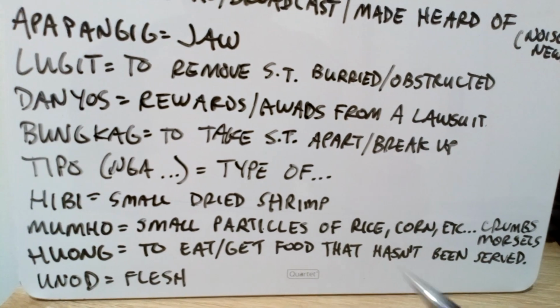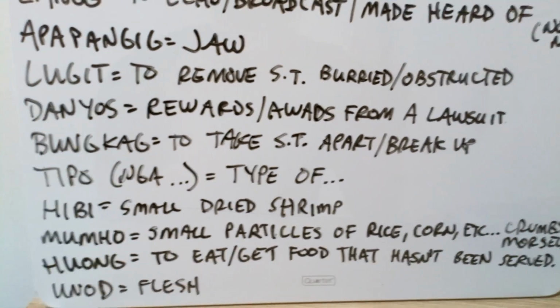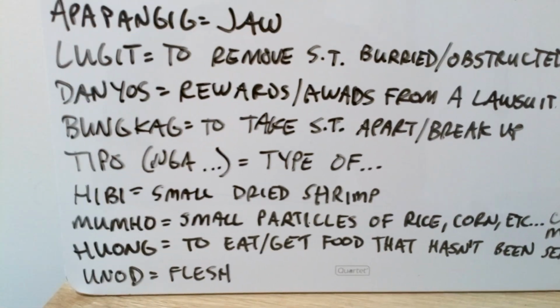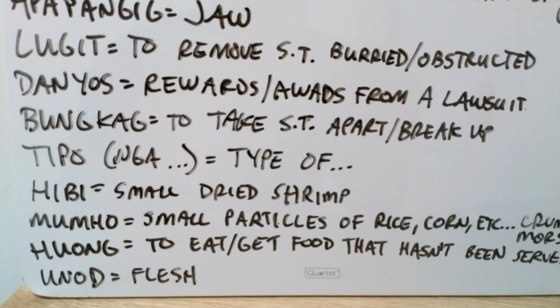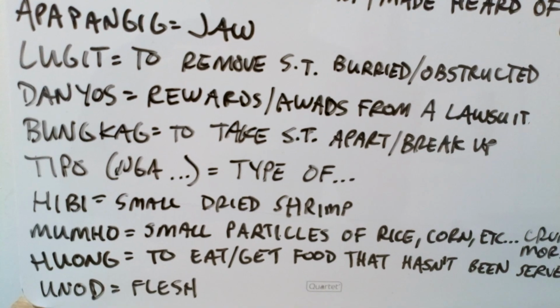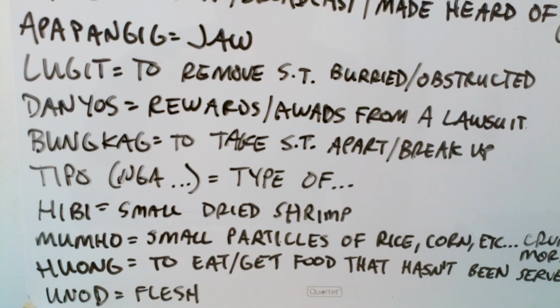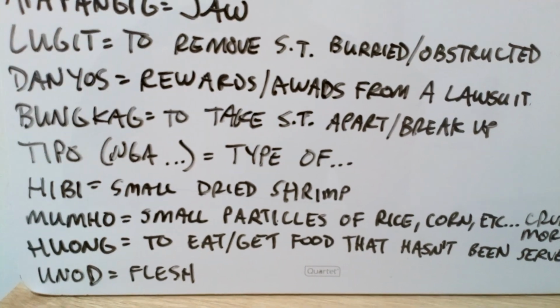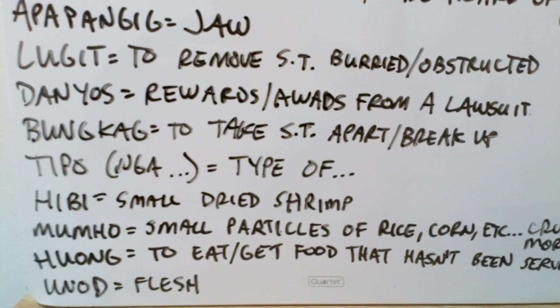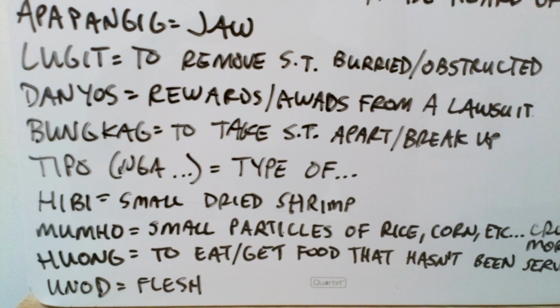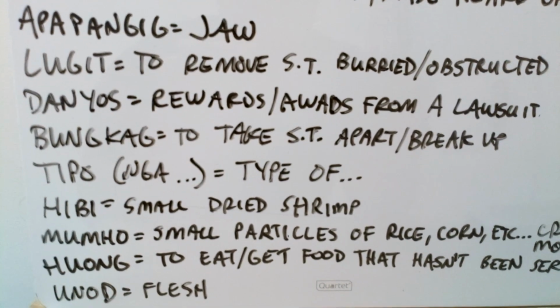Unod, lastly, means flesh, like flesh of meat, human flesh, flesh of other animals, right? So this could be like, if you're eating meat, right, and you only like to eat the flesh of the meat, for example, like beef, pork, or chicken, or fish, you only like to eat the fleshy part, you don't like to eat the bony part, you can use that.